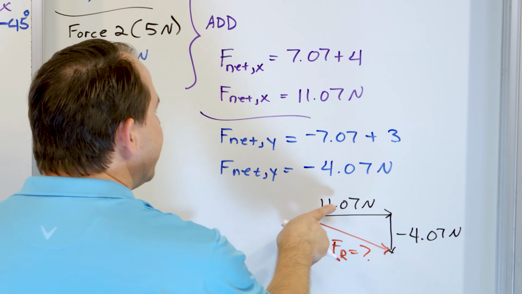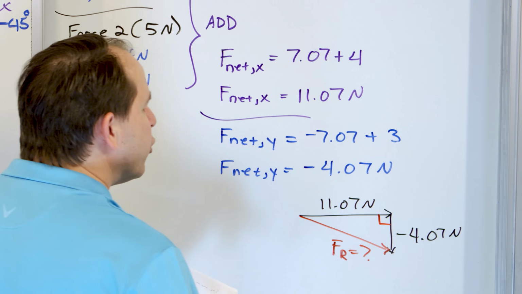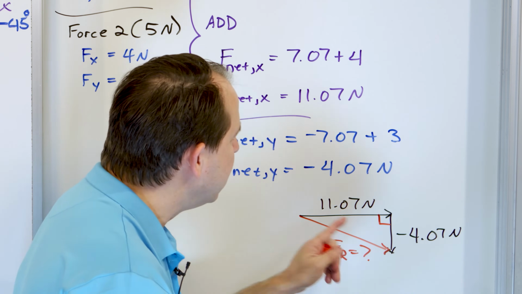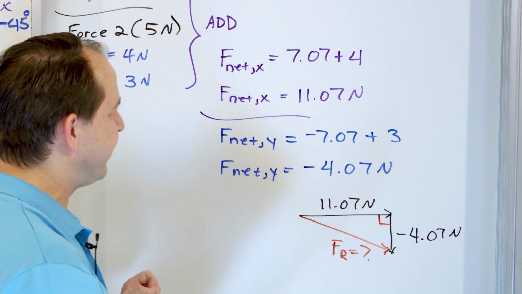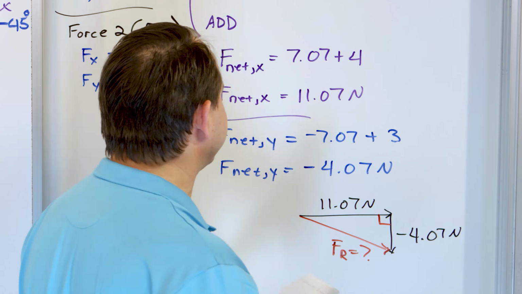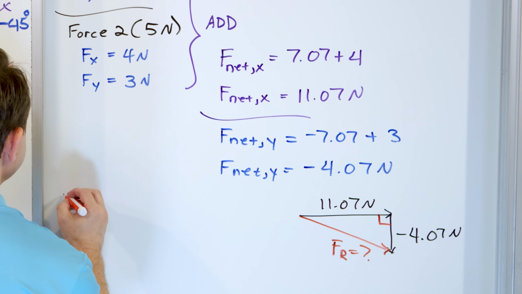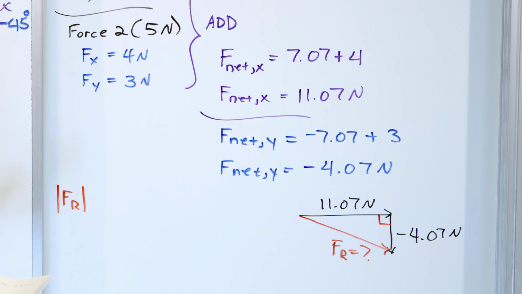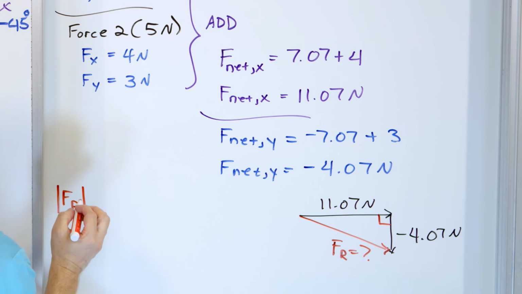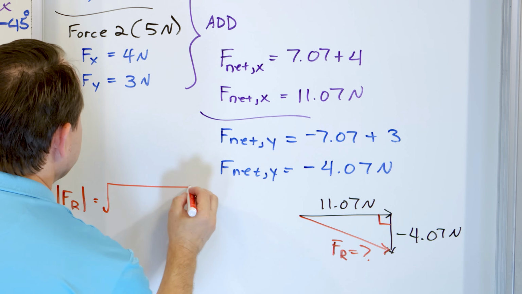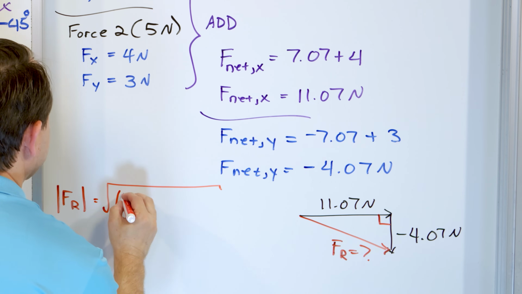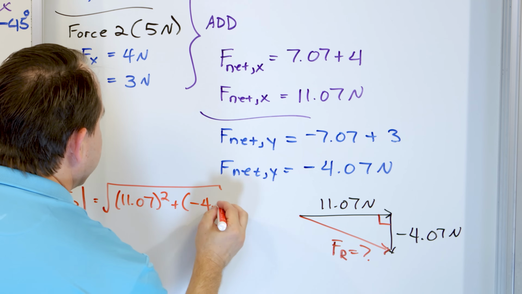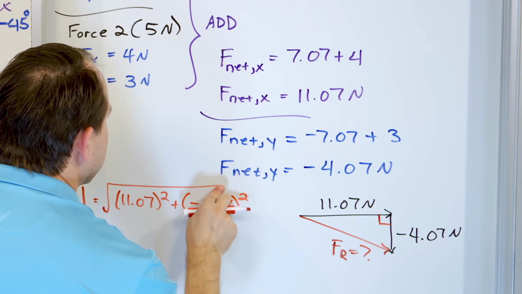So now we have to use the Pythagorean theorem because, remember, you can't just add them. You're adding forces. You have to figure out the length of this triangle to figure out the equivalent force to these two acting in the horizontal and vertical direction. And so what you say is F sub r, I need to put absolute value, telling you it's just the length, not the direction of the resultant vector. It's the square root of these two things squared. So 11.07 squared plus, and inside here, negative 4.07 squared.